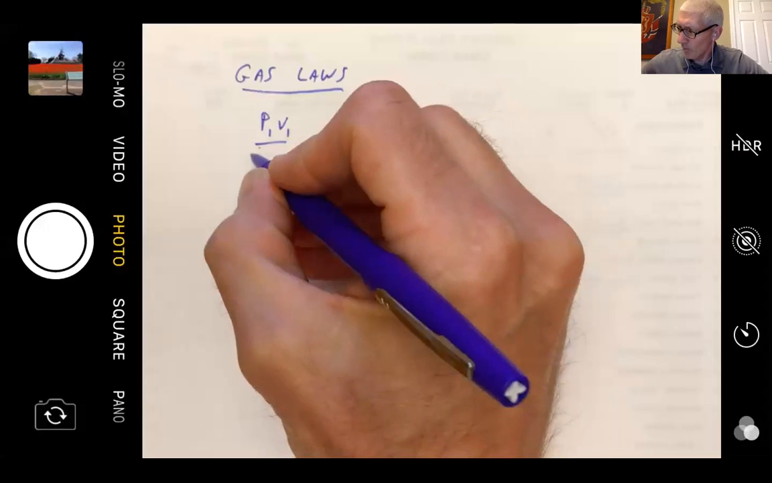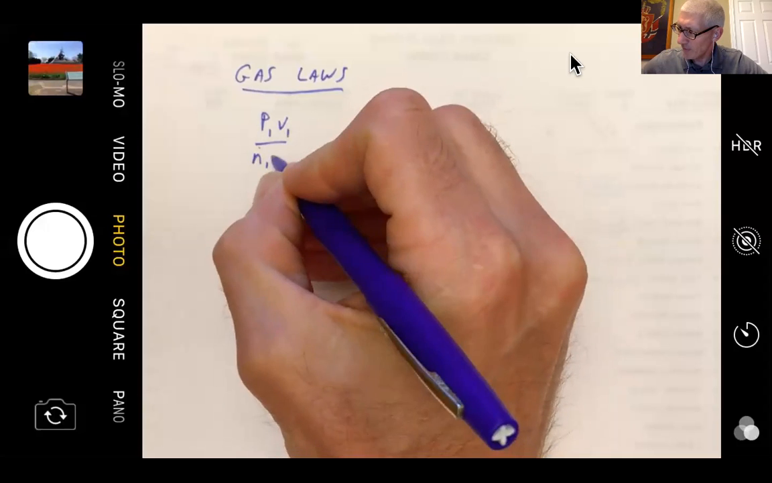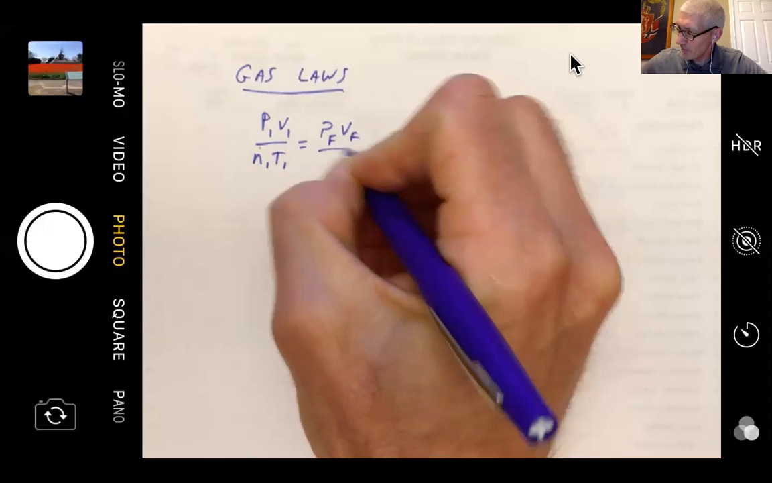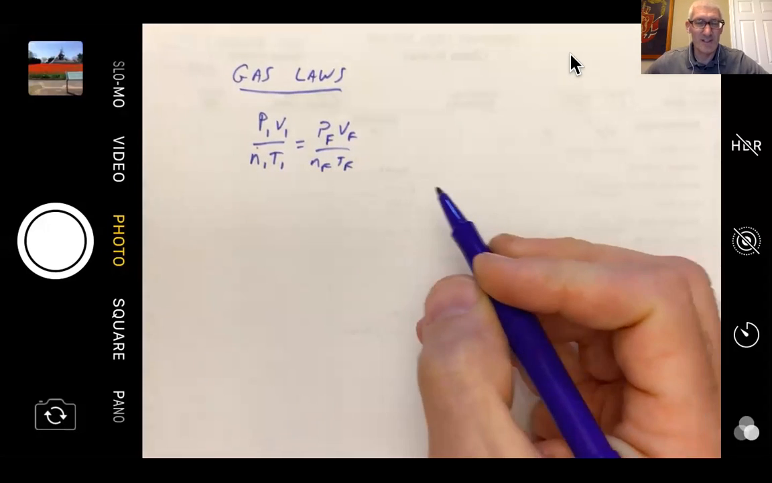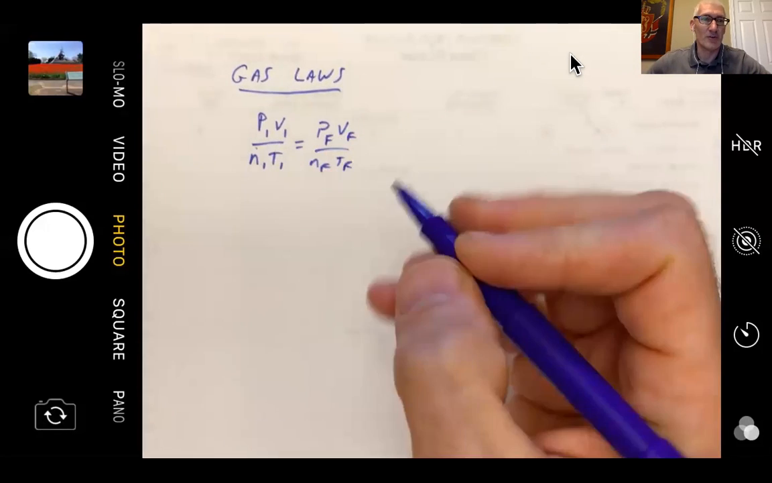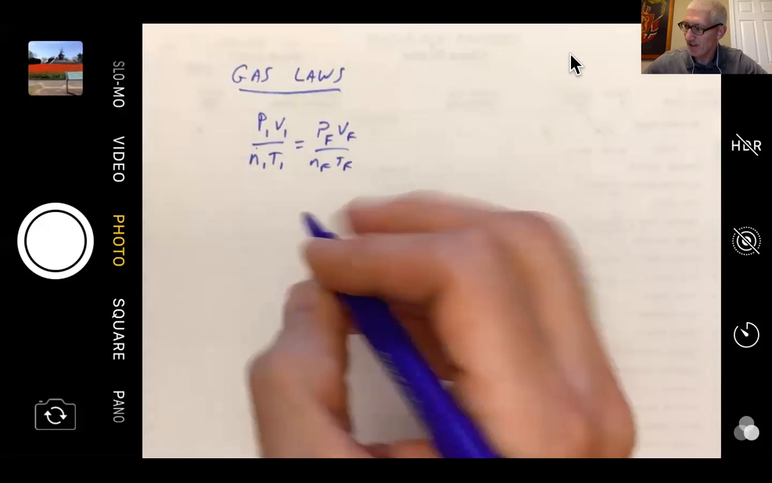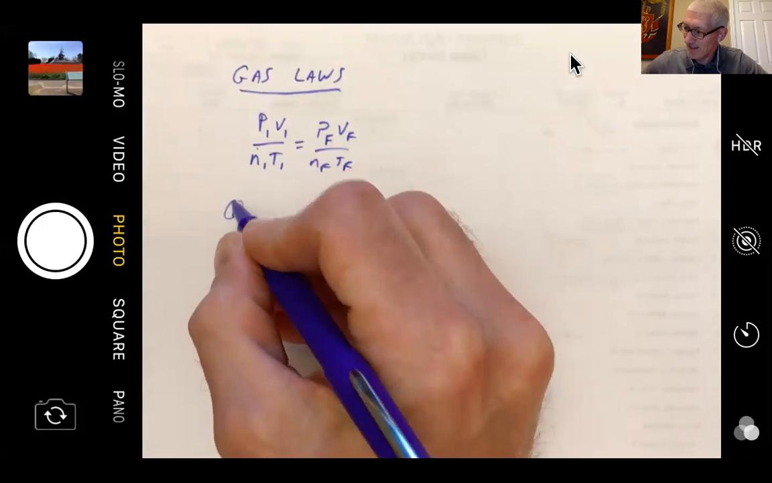Okay, so once upon a time we had this PiVi over NiTi equals PfVf over NfTf. And where this came from was this idea that there's relationships between all of these variables. And I'm going to formalize these and show you a quick little demonstration on the computer that hopefully makes these make sense.